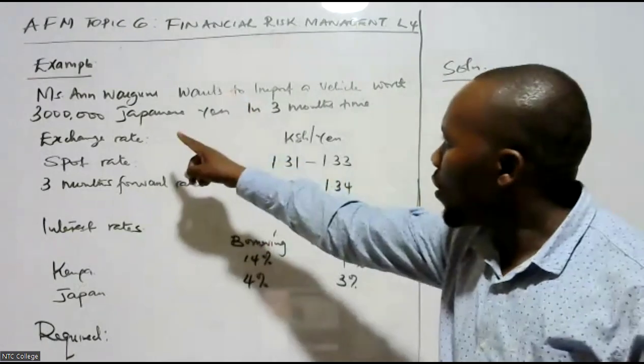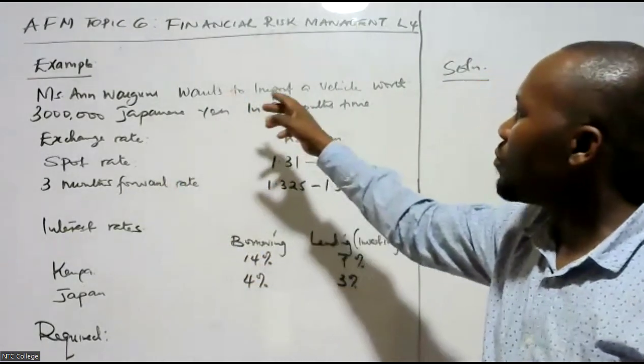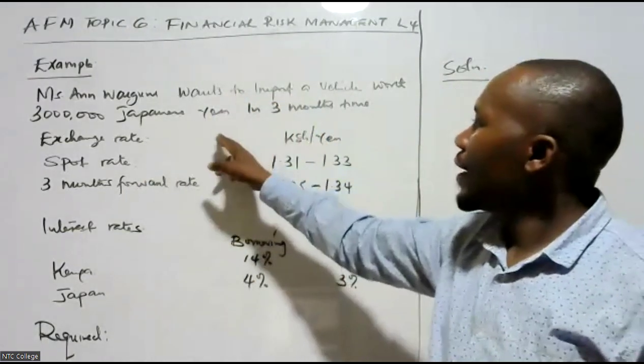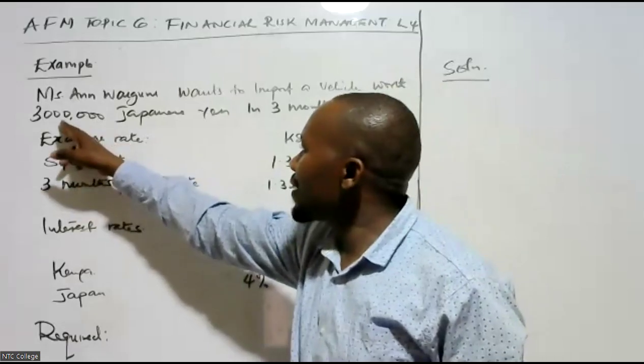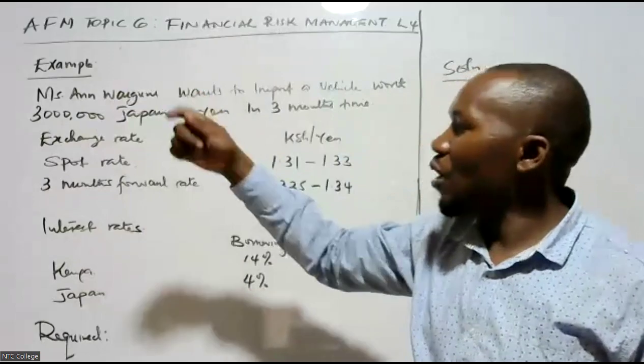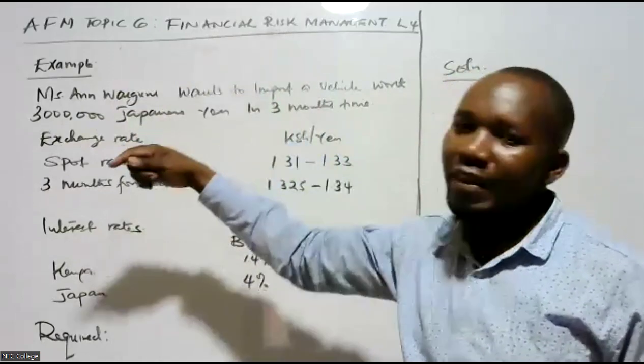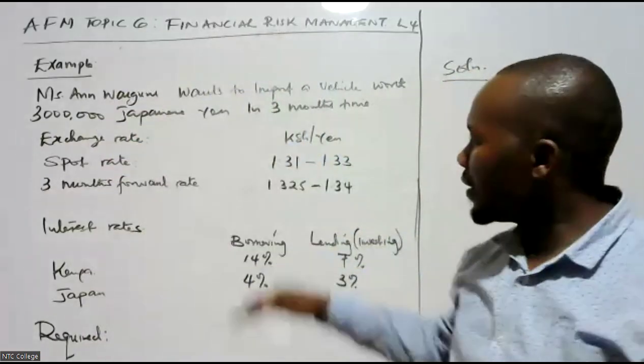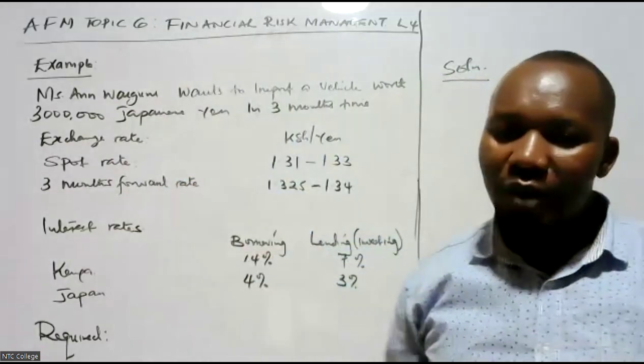Anna Waiguru wants to make some payment. She's going to import a motor vehicle from Japan. She needs to make payment in 3 months time, 3 million. Wakati huo kuna pesa atalipa. So unaulizwa how much will she pay in 3 months time? Which rate are we using? Is it the spot rate or the 3 months forward rate?